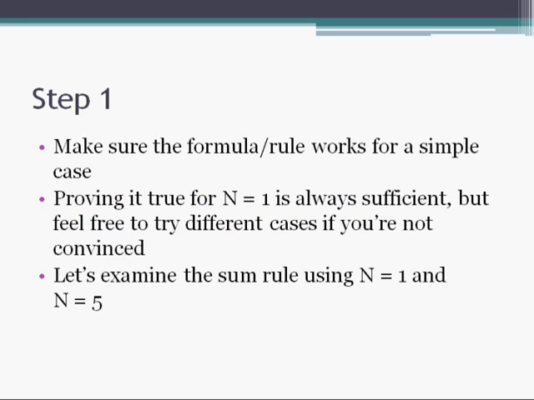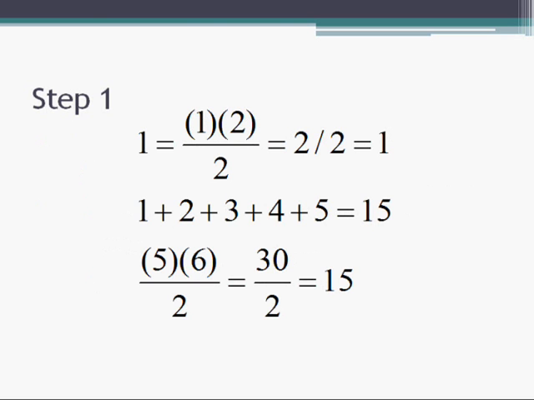So, step one, like I already said, make sure that the formula or the rule is going to work for a simple example. By default, proving it true when your n is 1 is always sufficient. It might be a little trivial in that case, but if you're not convinced, feel free to show that it works for n equals 5, n equals 10. Really quickly, let's show that this summation works for n equals 1 and n equals 5. Well, the sum of the first number is just 1. So if we plug n equals 1 into that formula, we have n times (n plus 1), divided by 2.